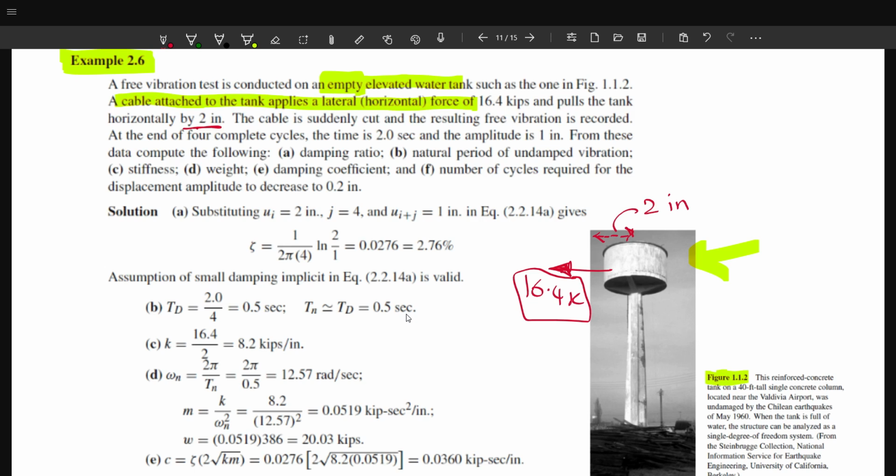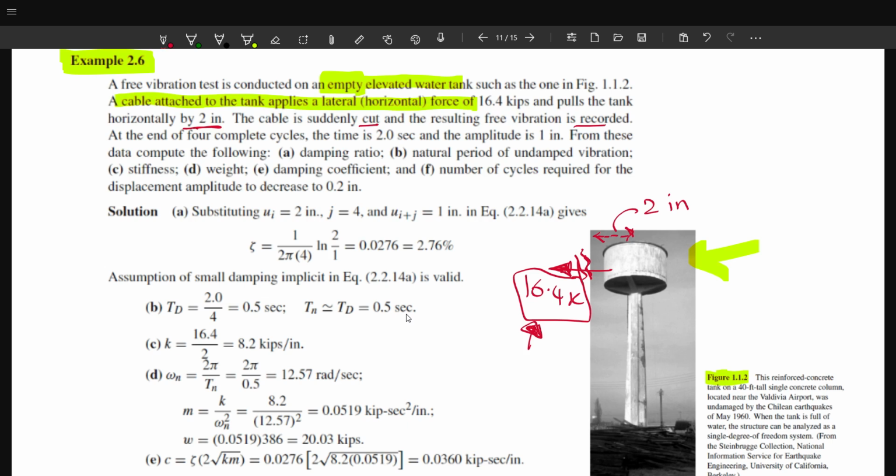The cable is suddenly cut, and the resulting free vibration is recorded. So we just pull it with a force of 16.4, and then suddenly we cut it, and then let this tank freely vibrate. And then we recorded this vibration.